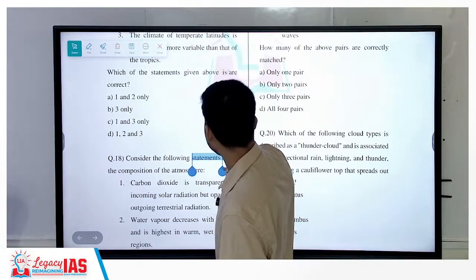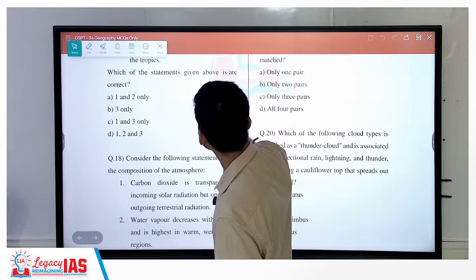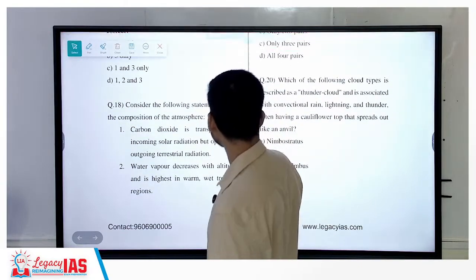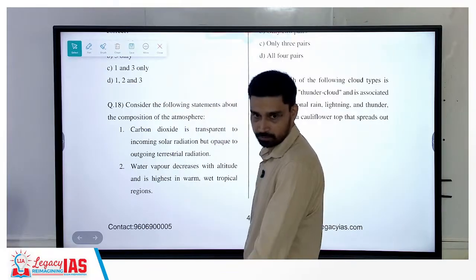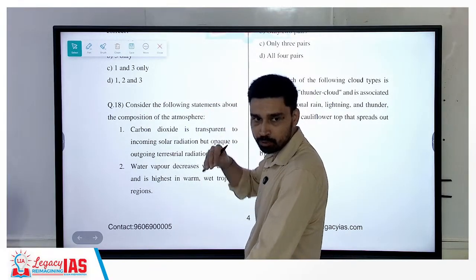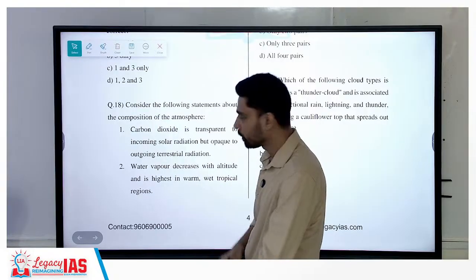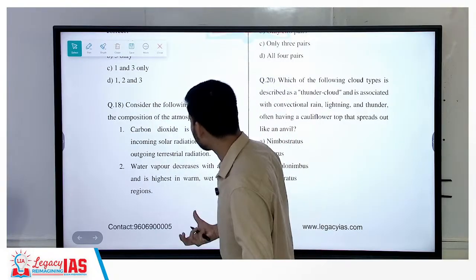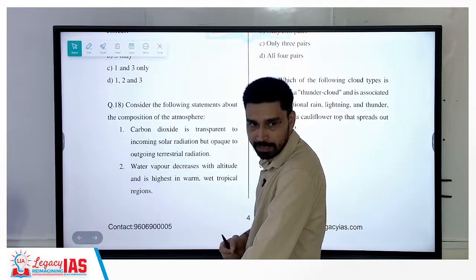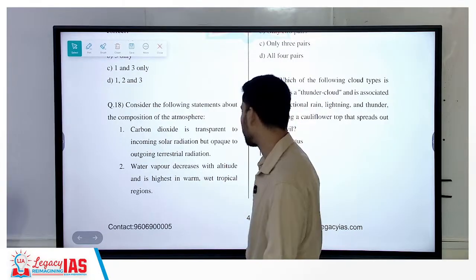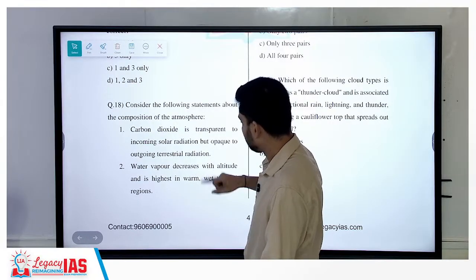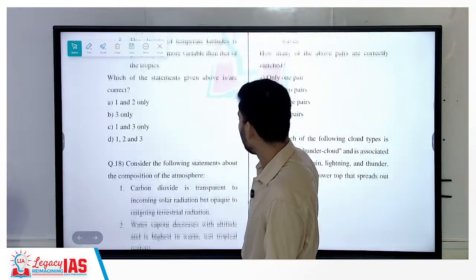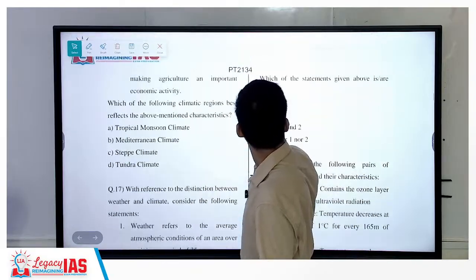So B. 17. Carbon dioxide is transparent to incoming solar radiation but opaque to outgoing terrestrial radiation. We have discussed that incoming short wavelength solar radiation is able to pass through the troposphere and outgoing terrestrial radiation is trapped. That is why temperature decreases as you move from the surface to the top of the troposphere. Water vapor decreases with altitude and is highest in warm, wet, tropical regions. Correct. So 1, 2, both. C.